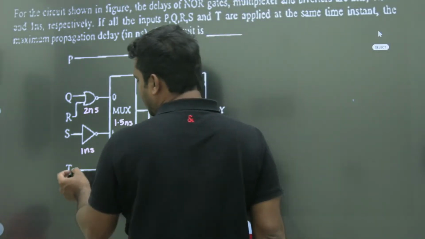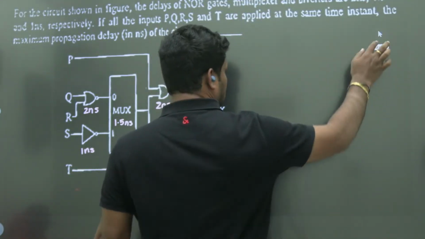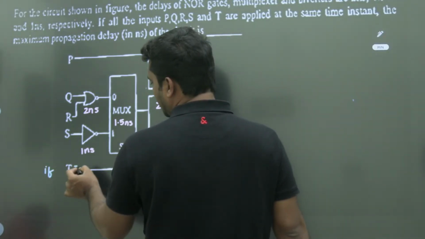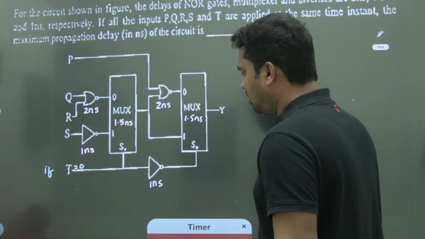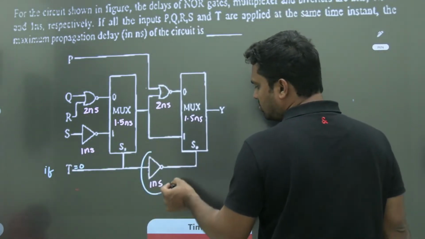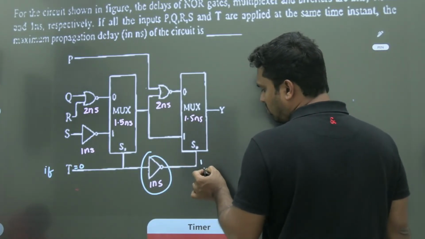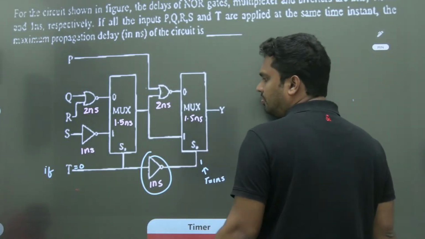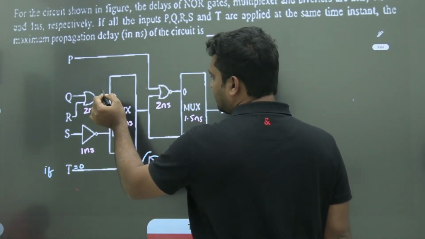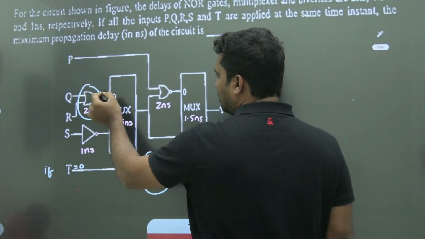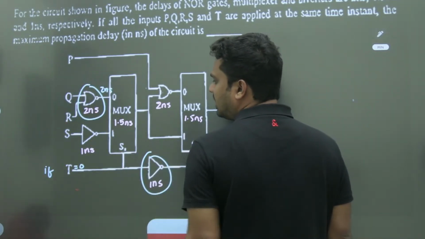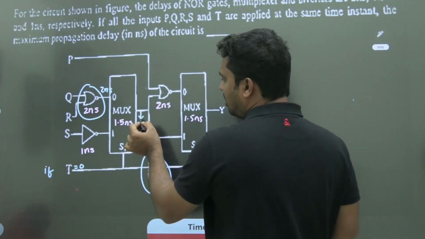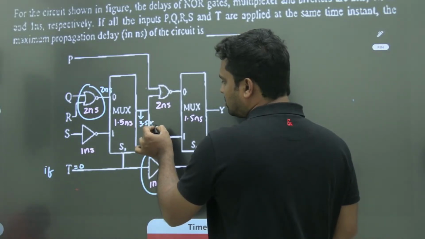So first case here, if t equal to 0, the inverter requires how much time? 1 nanosecond. It will become 1 at t equal to 1 nanosecond. So when t equal to 0, this will be the path, right? So 2 nanoseconds. Assume all inputs are applied at the same time, at time t equal to 0. So 2 nanoseconds plus 1.5, you get the output at 3.5 nanoseconds.